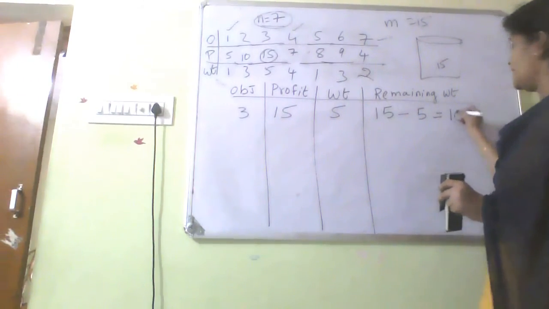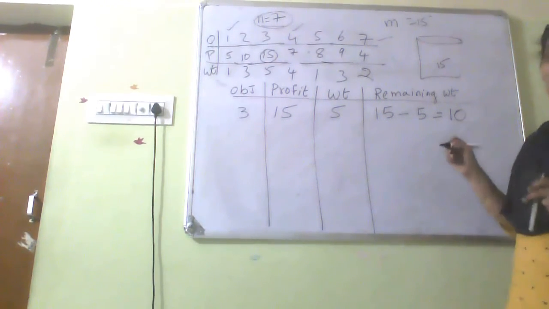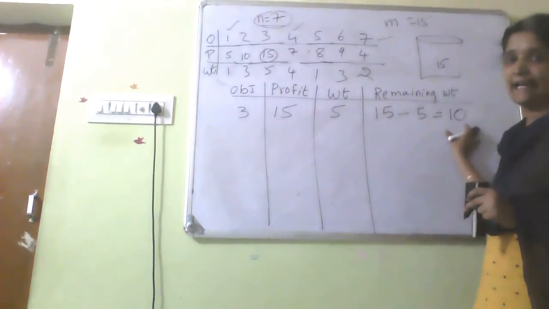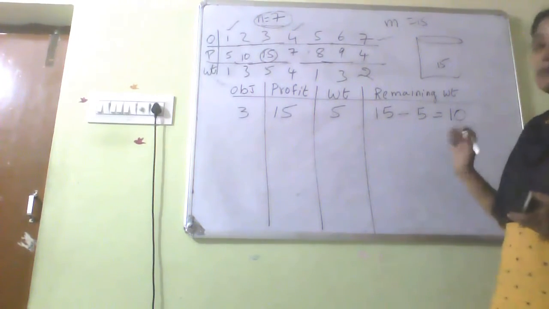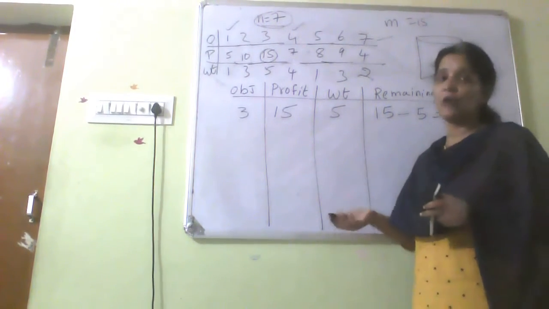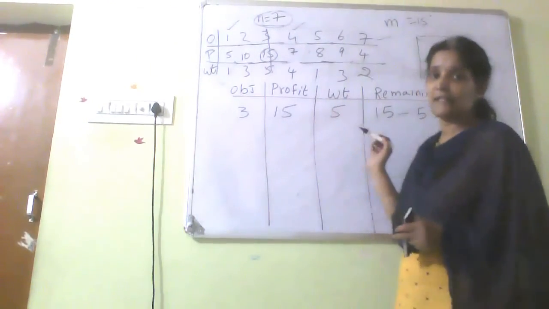So the remaining weight you have is 10. Still you have the space for 10 kgs, let us assume. Now let us see which item you have to select now. So the third object we have completed.